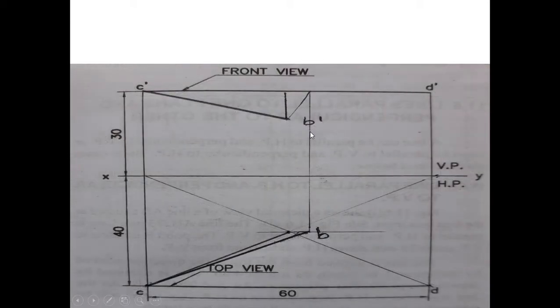Now you connect any one top corner, C or D. Here we are connecting to C dash. So you connect the front view of the bulb to C dash, and the top view of the bulb to the corner C. So you are drawing C dash B dash and CB. Now what you have to do is take C dash as center and CB as radius, and draw one arc like this to meet the locus of C dash.